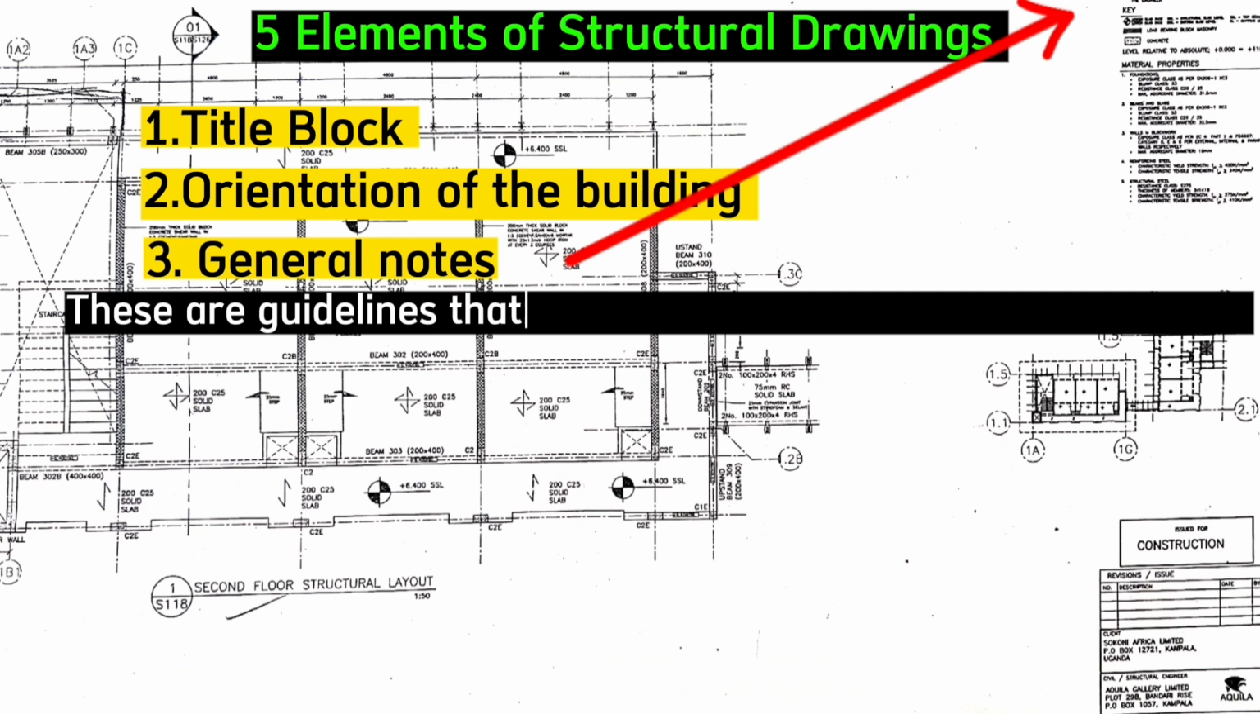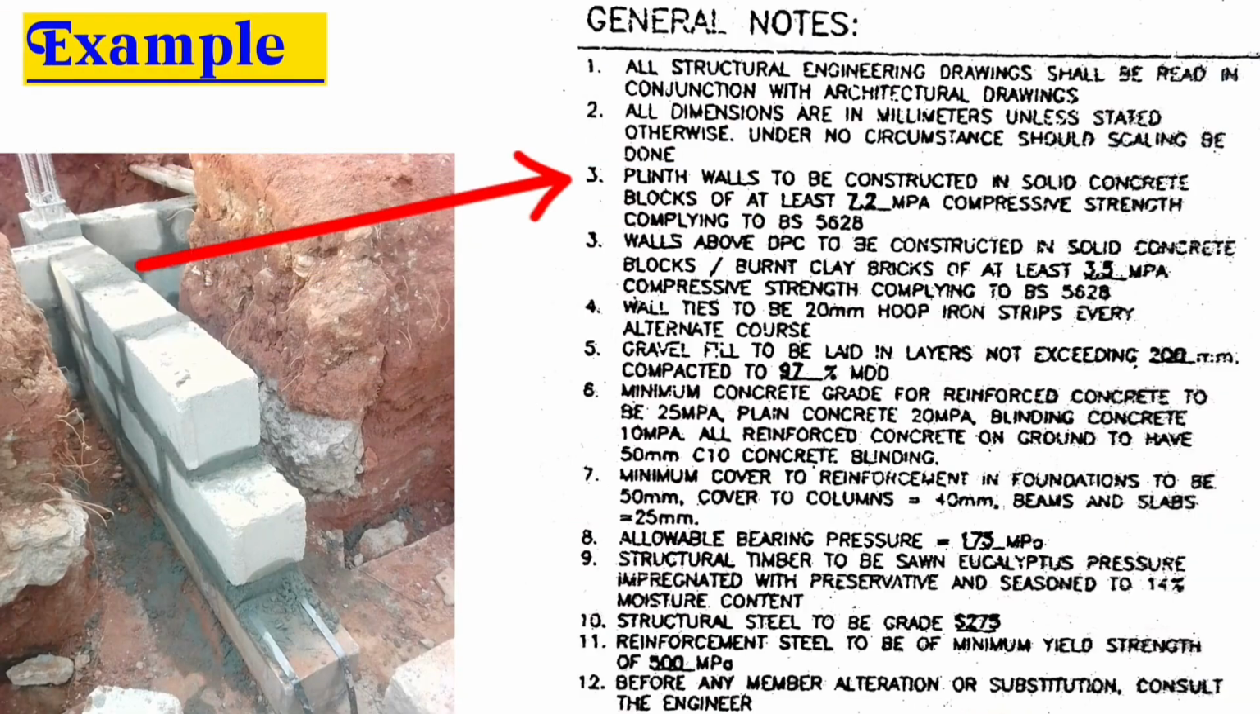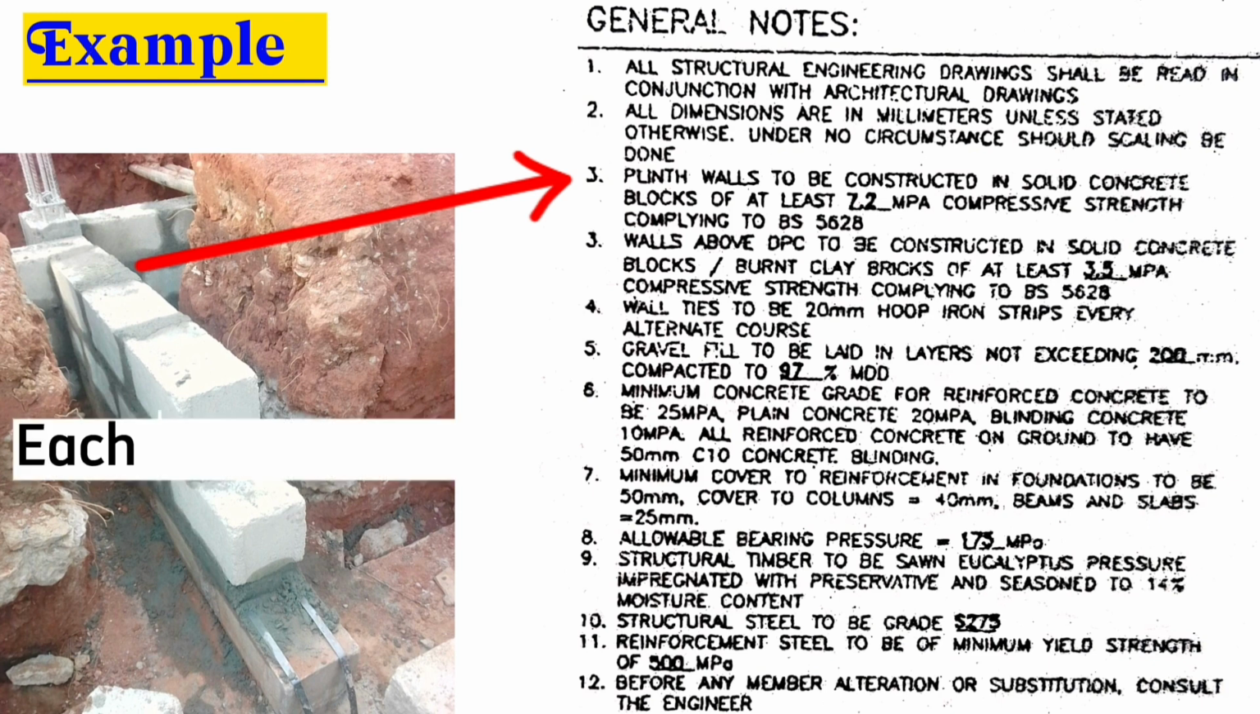The third element are general notes. Usually, these are guidelines that apply to the entire construction project, and to be specific, they are always masonry notes. For example, you can see here that plinth walls are to be constructed in solid concrete blocks with 7.2 megapascals compressive strength, complying to the British standards 5628. It might be a bit hard to know the compressive strength of these blocks when you don't have the compression testing machine, but what we used to do, we used to measure these blocks directly to ensure that each of these blocks was 30 kilograms on the weighing scale.